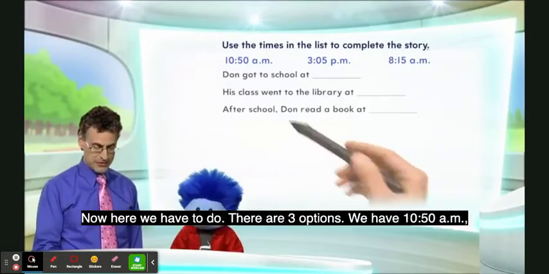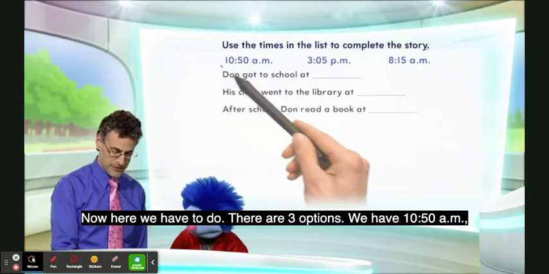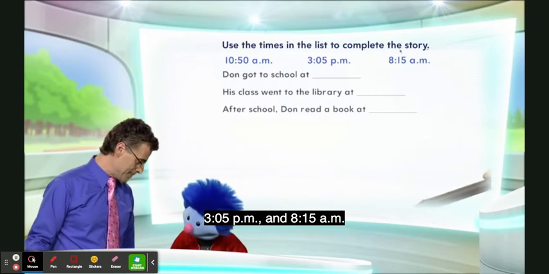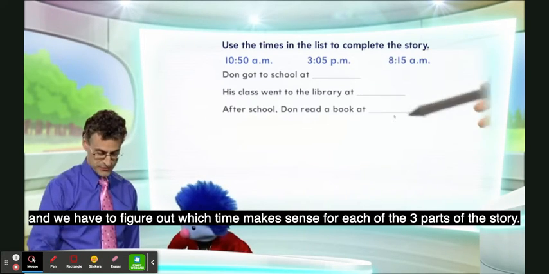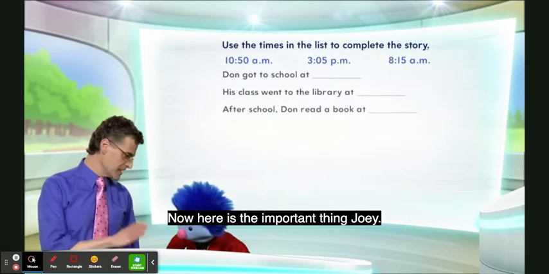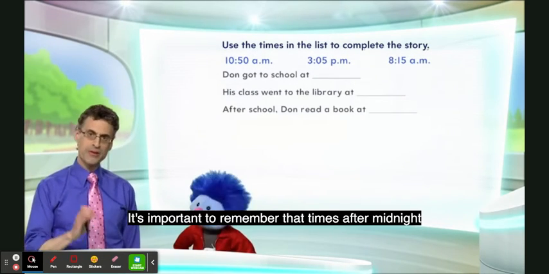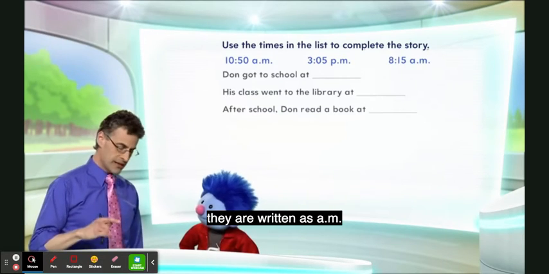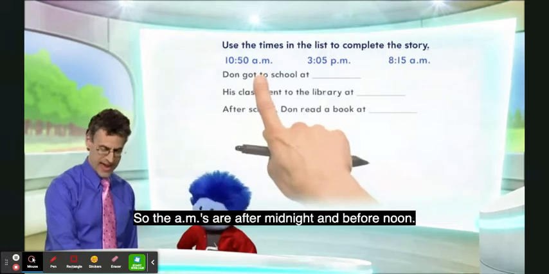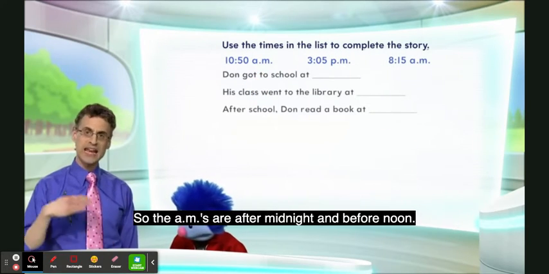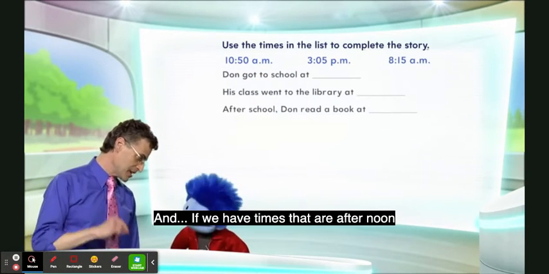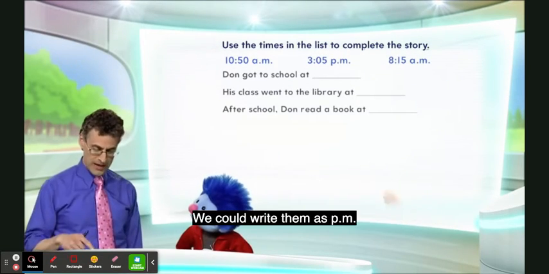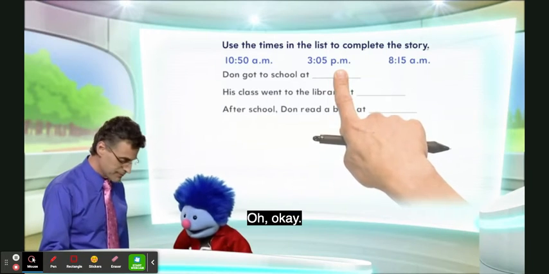I'm working on it. Now, here we have to do, there are three options. We have 10:50 a.m., 3:05 p.m., and 8:15 a.m. And we have to figure out which time makes sense for each of the three parts of the story. Now, here's the important thing, Joey. It's important to remember that times after midnight, but before noon, they're written as a.m. So the a.m.s are after midnight and before noon. And if we have times that are afternoon but before midnight, the other part of the day, we could write them as p.m.